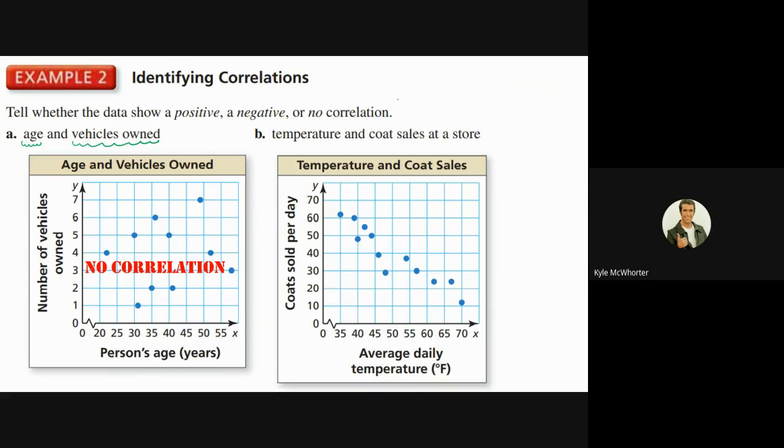What about part B? We got temperature and coat sales. So if you look at the picture, it looks like they're pretty lined up, right? So I'm tempted to say that's a negative correlation. And I just want to make sure it would make sense that temperature and coat sales would have a negative correlation. So as the temperature gets higher, so it's getting hotter outside, does it make sense that you would sell fewer coats? Yeah, if it's 70 degrees outside, you're probably not going to sell quite as many coats. If it's 40 degrees outside, you're probably going to be selling more coats. So that makes sense to conclude that this has a negative correlation. As the temperature increases, coat sales decrease.